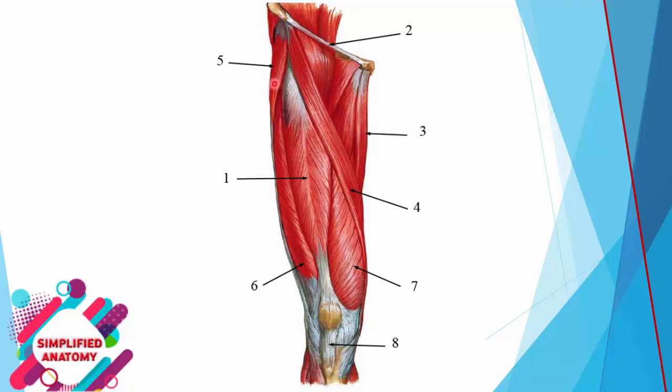This muscle, number 5, is inserted into this white tract. This white tract extending laterally is called iliotibial tract. So number 5, the muscle inserted into iliotibial tract, is called tensor fasciae latae. You must memorize the nerve supply and action of these muscles.